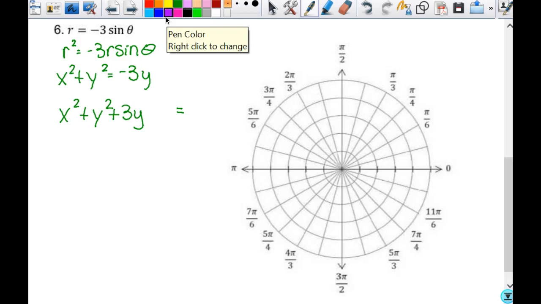Okay, what goes here? 9/4. Very good. Because all you have to do is take half of this and square it, but we don't want decimals in there. Fractions are way easier to square than the decimals are, for sure. Oh, I should say plus. That's 9/4. Everybody good so far?